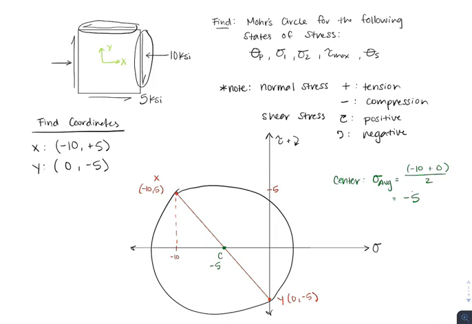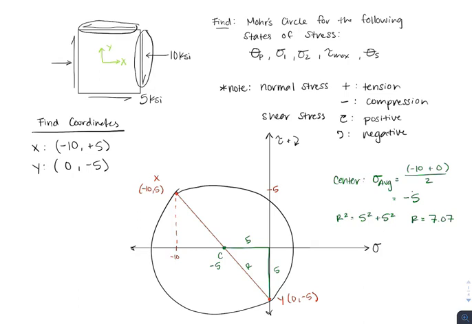Now the next thing we want to do is figure out what our radius is going to be. Our radius is going to be from the center to the points I'm looking at here. So this is going to be a length of 5, and this is also going to be a length of 5. In order to find our radius, we just use the Pythagorean theorem. So r squared is equal to 5 squared plus 5 squared, which leaves us with r equal to 7.07.